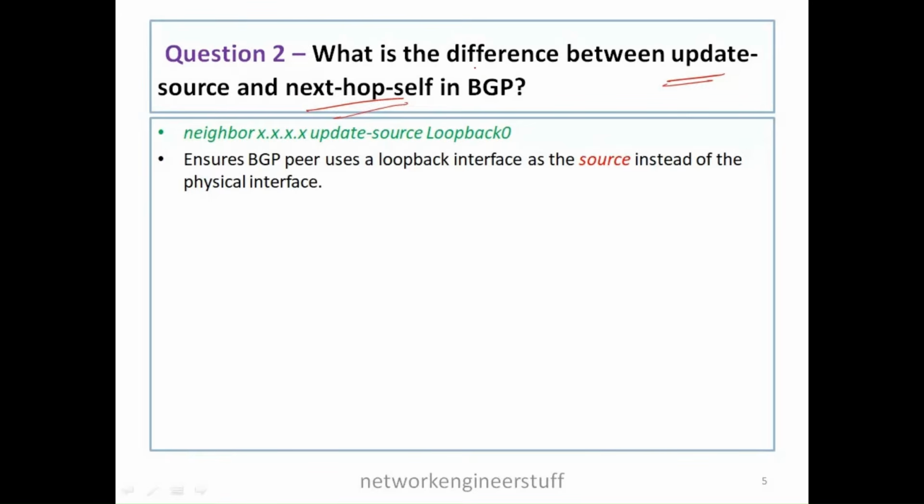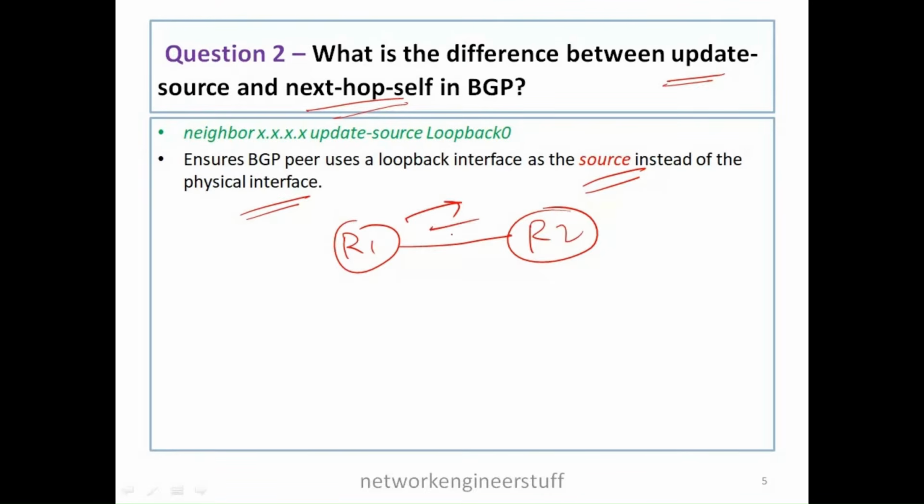Update-source, guys, is basically used to ensure that the BGP peer uses the loopback interface as the source instead of the physical interface. So what does it mean? Let's say we have two BGP speakers, R1 and R2. Whenever they're trying to establish neighborship, of course, they'll send some messages to each other.